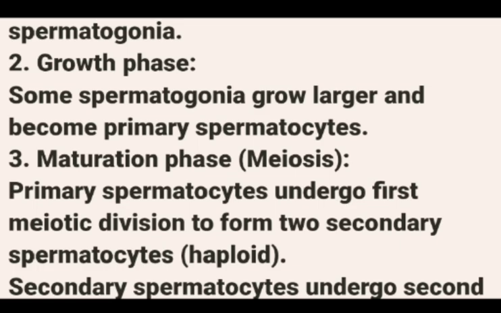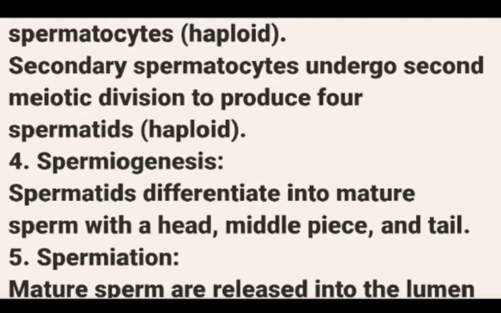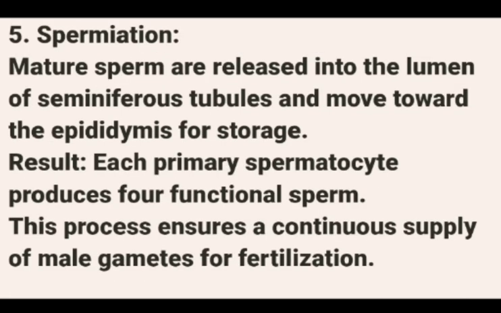The primary spermatocyte undergoes the first meiotic division to form two secondary spermatocytes, haploid. Each secondary spermatocyte undergoes the second meiotic division to produce four spermatids, haploid. Fourth is spermiogenesis: spermatids differentiate into mature sperm with a head, middle piece, and tail. The fifth is spermiation: mature sperms are released into the lumen of the seminiferous tubules and move toward the epididymis for storage. Result: each primary spermatocyte produces four functional sperms. This process ensures a continuous supply of male gametes for fertilization.